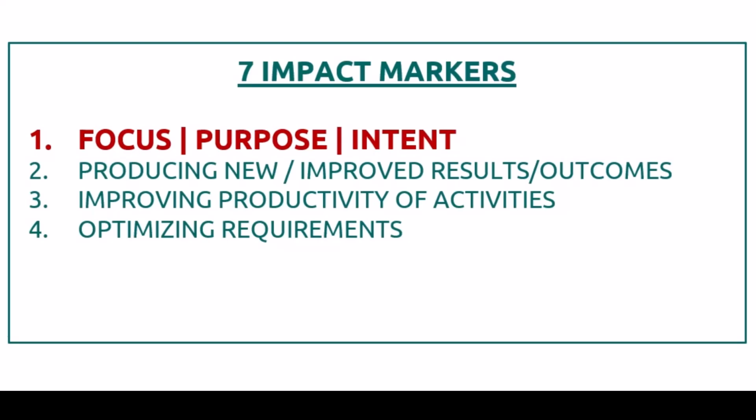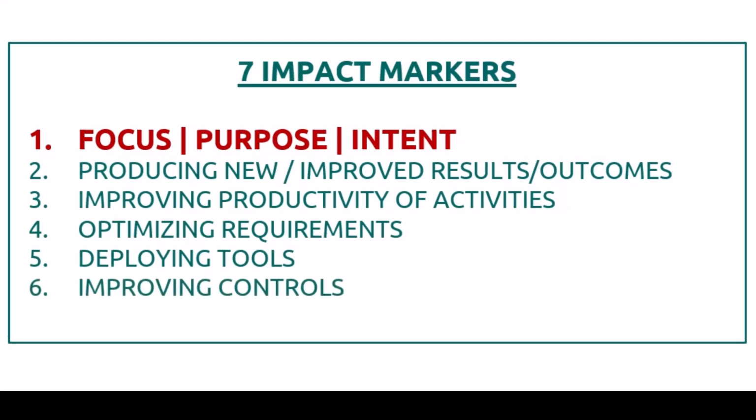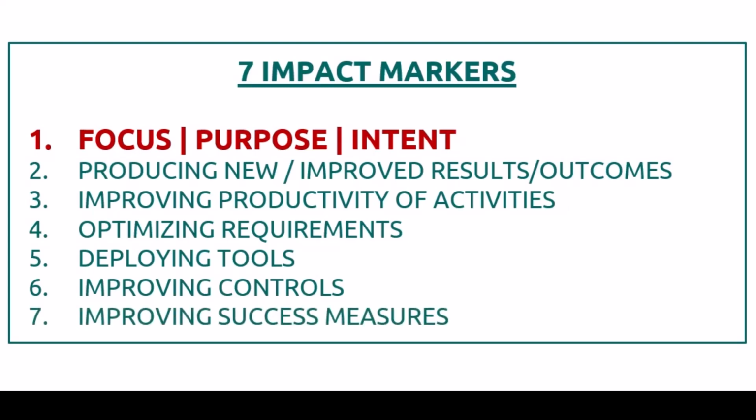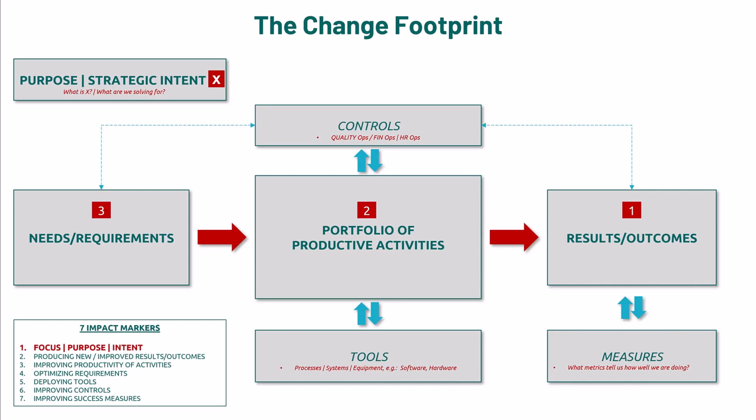4. If and how the coming changes will optimize and/or improve the things the organization needs to successfully execute their portfolio of activities. 5. If and how the coming changes will mean that the organization will deploy new tools to support their portfolio of activities. 6. If and how the coming changes will modify and/or improve the organization's controls for operational sustainability. 7. If and how the coming changes will modify and/or improve the measures and metrics by which the organization assesses success.